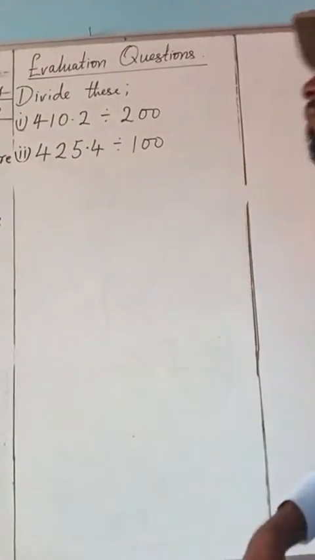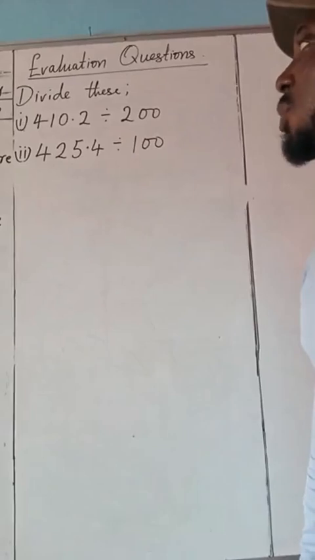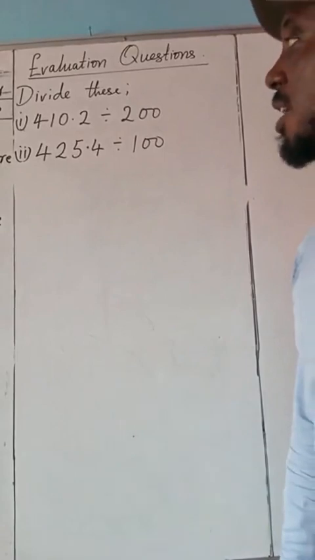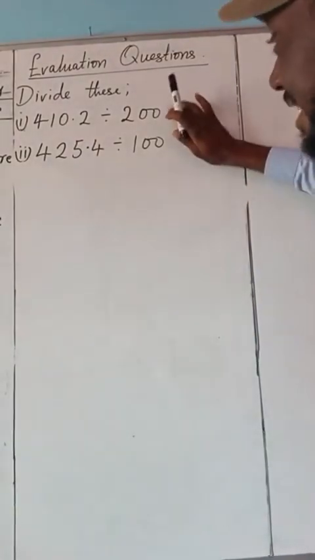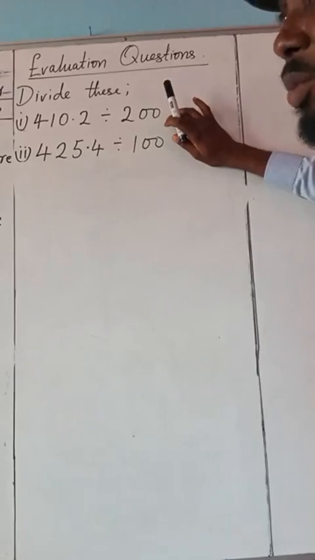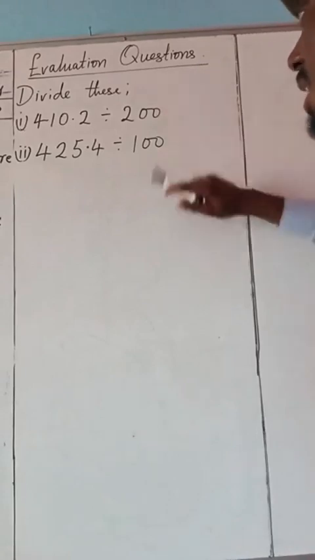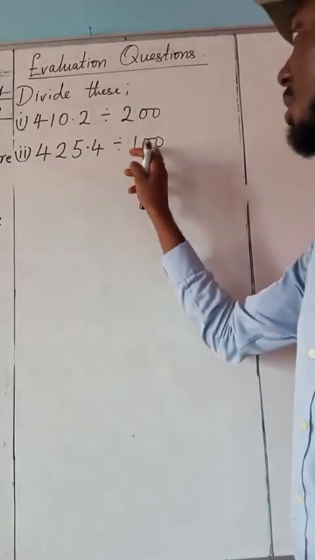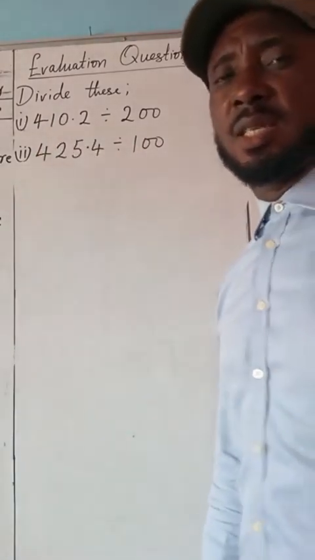Alright, we'll look at the evaluation questions. We say, divide this 410.2 divided by 200. And the second one is 425.4 divided by 100. Now, in doing this, you expand this one. What are the numbers to multiply to get 200? The multiples of 100. You say 2 times 100 will give you 200. When you expand, you divide. This one, there is no need to expand because it's already 100. When you divide it, the point moves two places to the left-hand side. Then you get your answer.